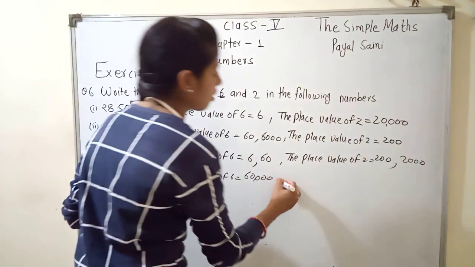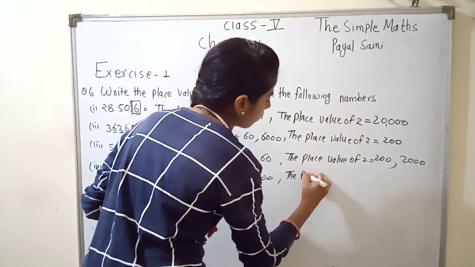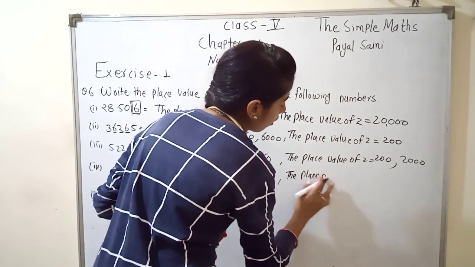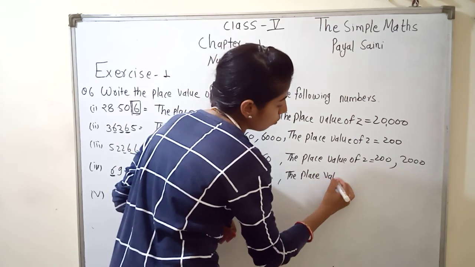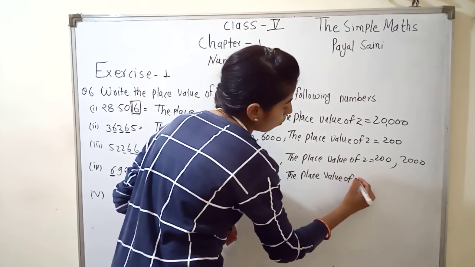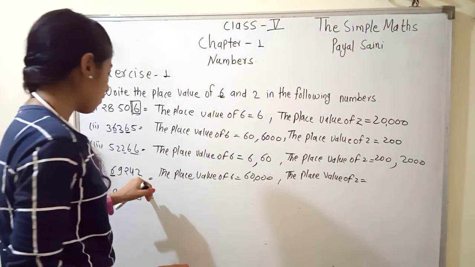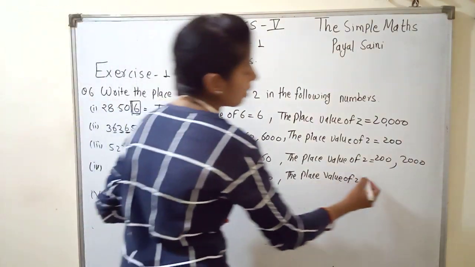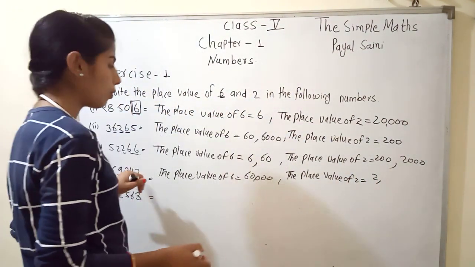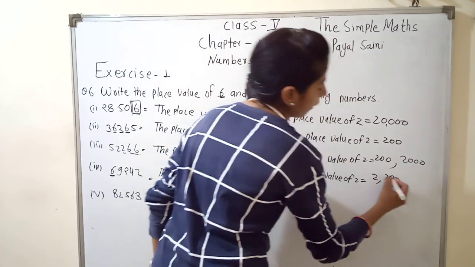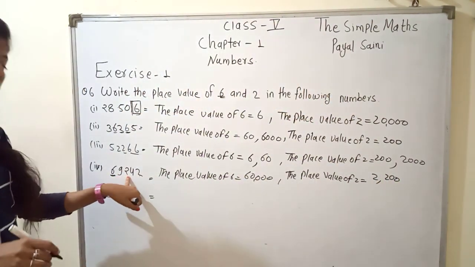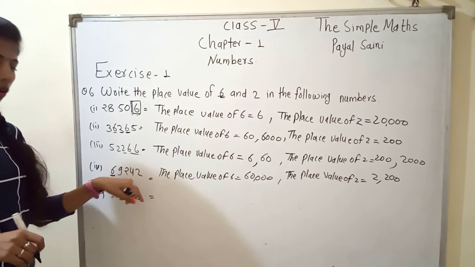And here 2 is coming 2 times. The place value of 2 equals, it's coming 2 times. The first 2 sits on the ones place, so we write 2. The second 2 sits on the 100 place, so we write here 200.